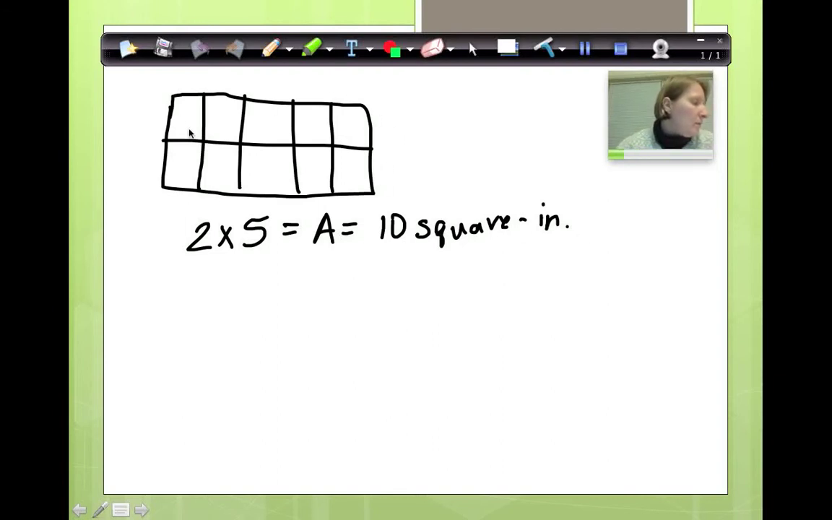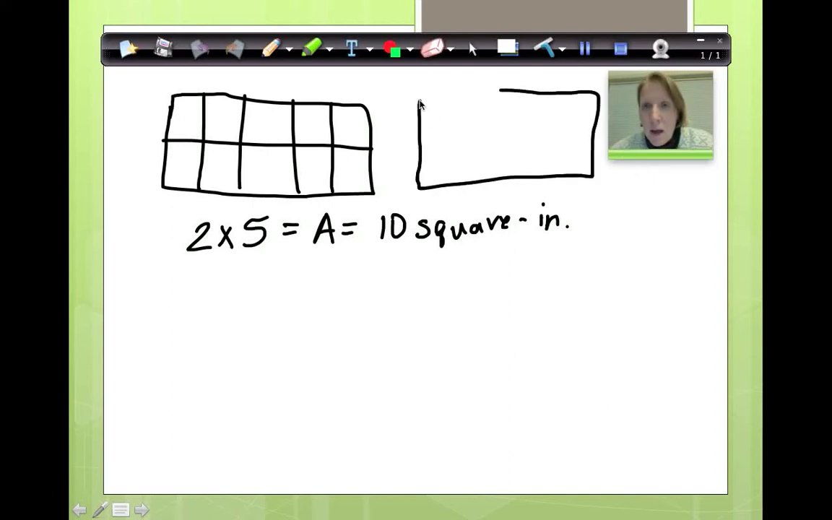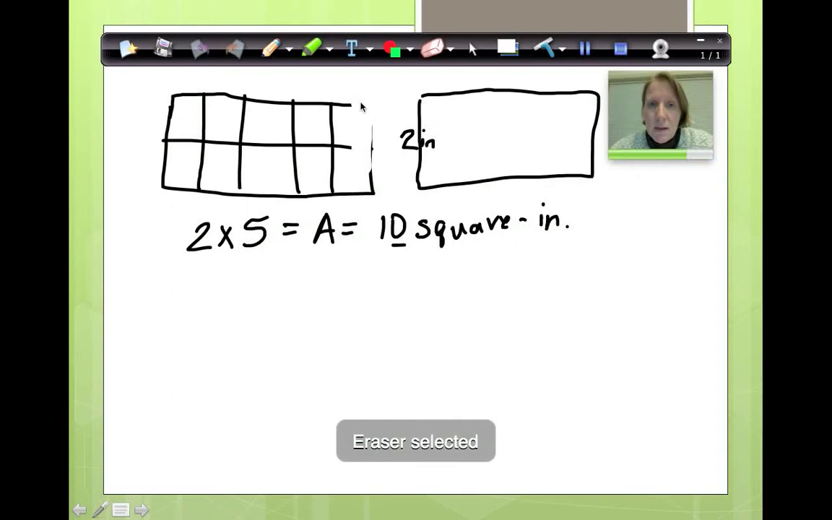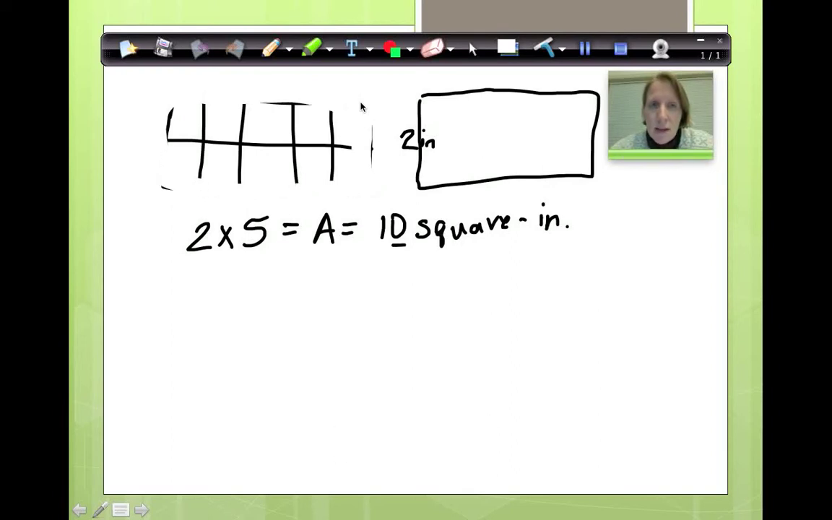Now, if I were to take the exact same thing and I draw it over here, and instead of drawing the squares here, I put 2 inches here to say that this side is 2 inches long. Can you imagine what is in here already? What is my area? My area is 10. Okay, now I'm going to erase this because now you can't see what's inside. Now I can't keep track of it. There we go. Okay.